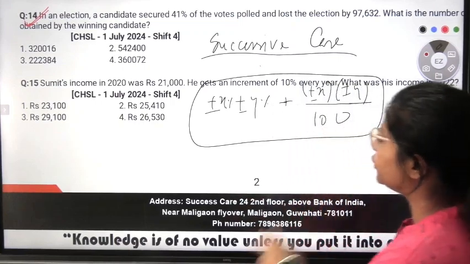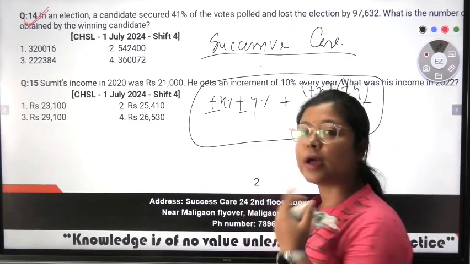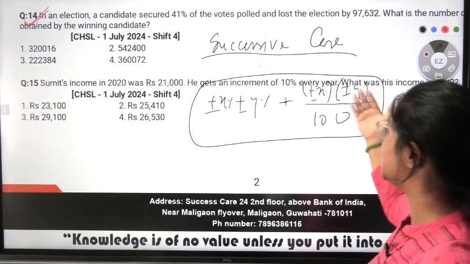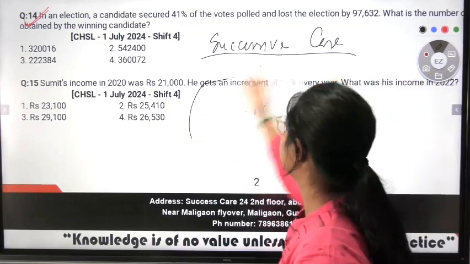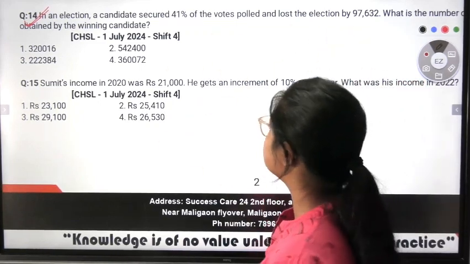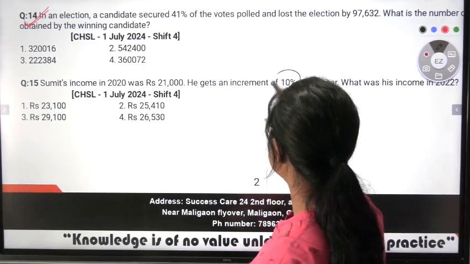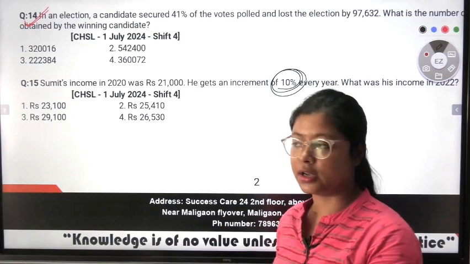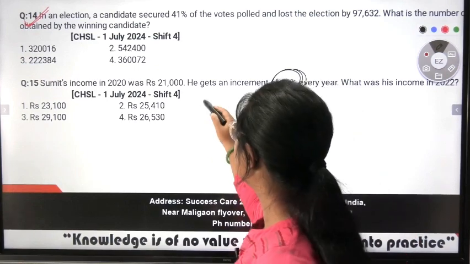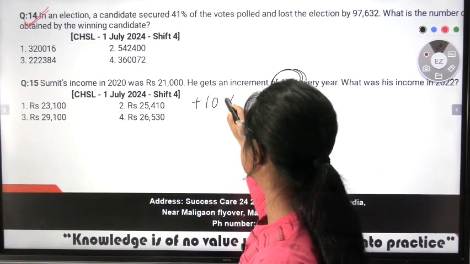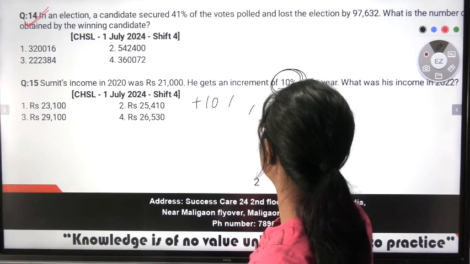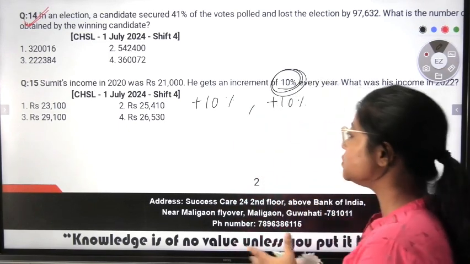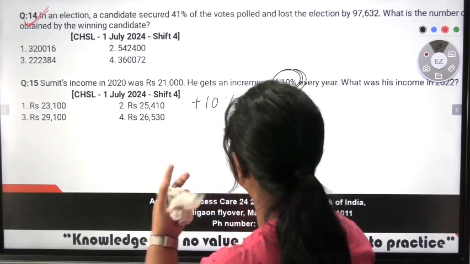Now, don't go for the formula, just see how to apply this. You can apply this like this, because you are told that there is a 10% increment every year. Increment means plus. So in the first year there is a plus 10% increment, and in the next year there is a 10% increment. So I can use the successive increment formula here.